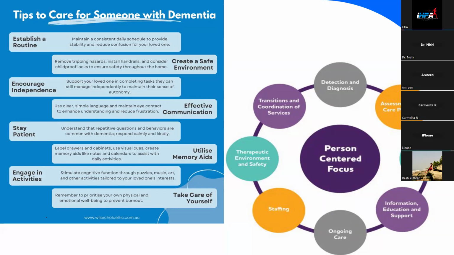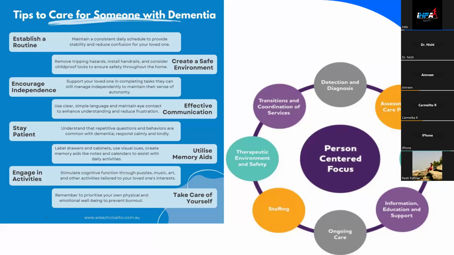First is establish a routine, which I've already mentioned. The occupational therapist's main role is to understand the routine and set the routine so that the patient follows it accordingly. Second is create a safe space. Obviously, the patient will forget where they want to go, where they want to move, where their room is. So make sure that they have handrails, non-slippery floors, and no thresholds. Encourage independence. You have to ask the patient to do the task on their own and be less helpful. Effective communication. Whatever language the patient knows, always use similar language and single words to communicate with them.